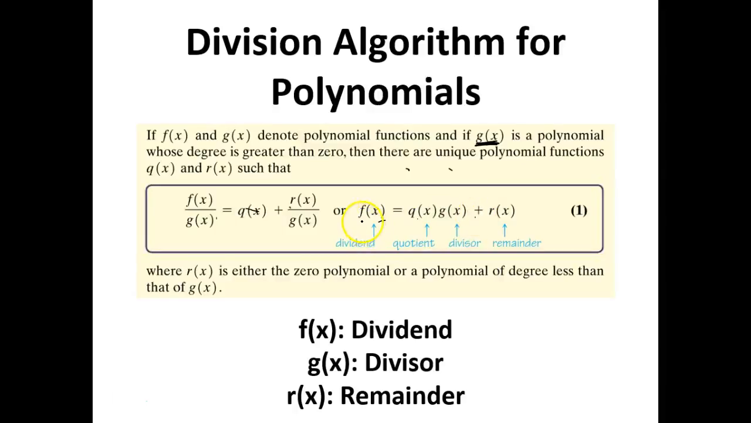Basically what this is saying is if we have a polynomial, we can break it up into two polynomials multiplied together plus some sort of remainder, some sort of leftover number or polynomial. So r of x can either be the zero polynomial or have a degree less than g of x. So basically, given a polynomial, we can always break it up with some sort of a remainder.